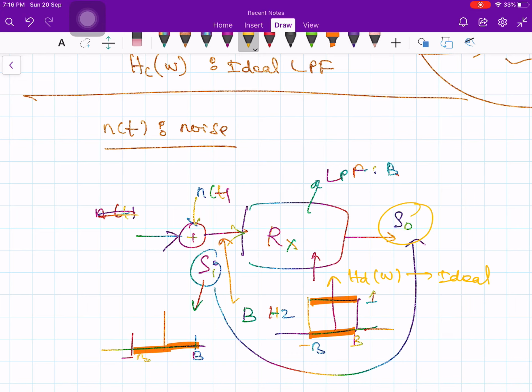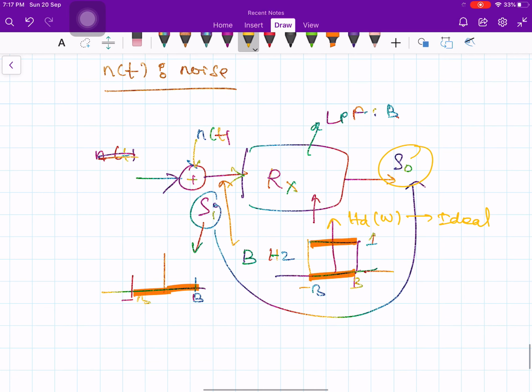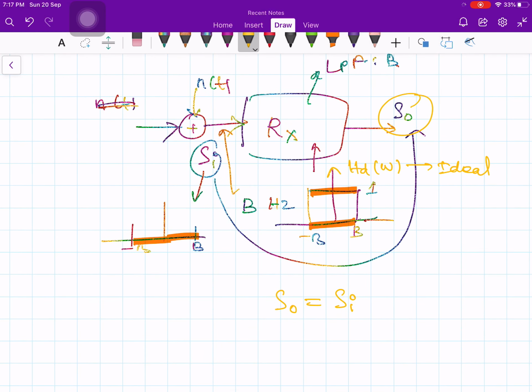So it looks like the perfect thing. In this case your S0 is equal to Si. What is S0? Output signal power. And what is Si? Input signal power. So output signal power S0 would be the same as the input signal power Si. So it is clear for this case that S0 is equal to Si.